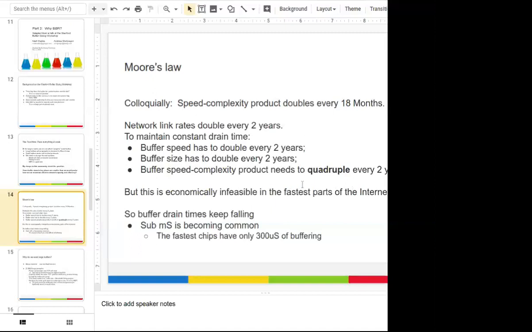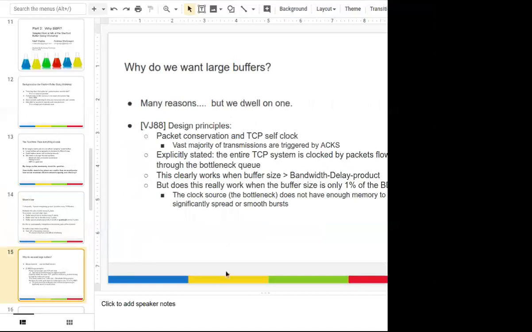So we've got those problems. We can't run as large buffers as we would like to have. And this is why the buffer sizing workshop is such an important question. So returning back to protocols, there's a whole lot of reasons why you want large buffers. But the real problem is packet conservation and self-clock.